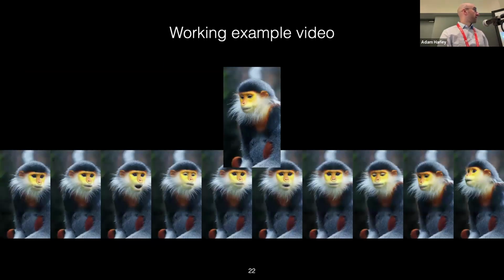As a working example, I have this monkey video, and I've unpacked the frames into a row. I'm going to reuse this as a kind of visual motif as we go through.